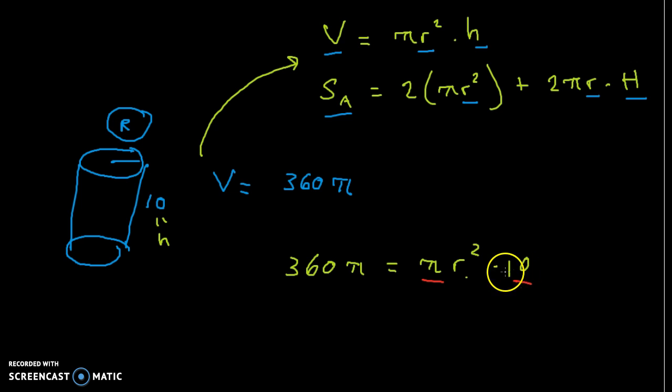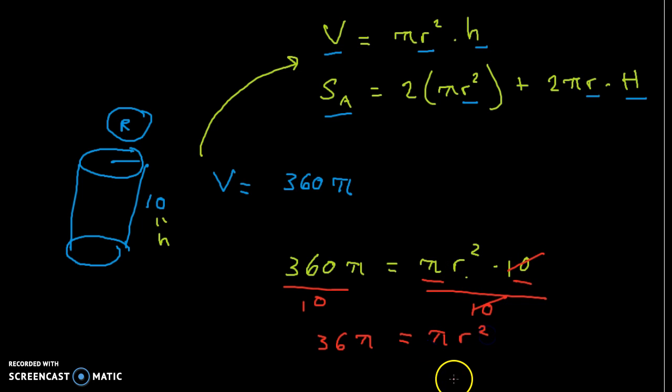So if I'm multiplying something by 10, well, if I divide that thing by 10, but then I have to do it to both sides, that would cancel off my tenths. And that would leave me with, well, 360 pi divided by 10. Well, that would just be 36 pi. Okay, I'll try to squeeze it in here. 36 pi is equal to, we canceled off the tenths, we're just left with pi r squared. So far, so good.